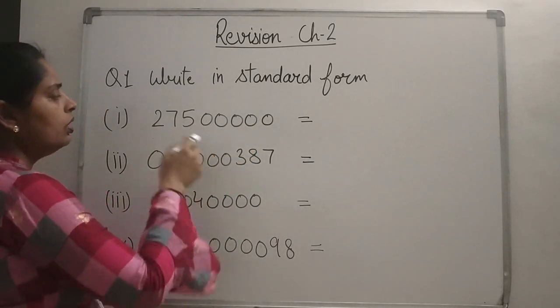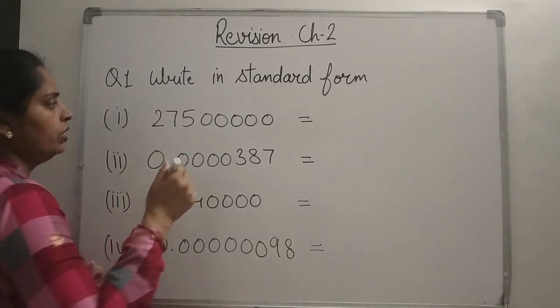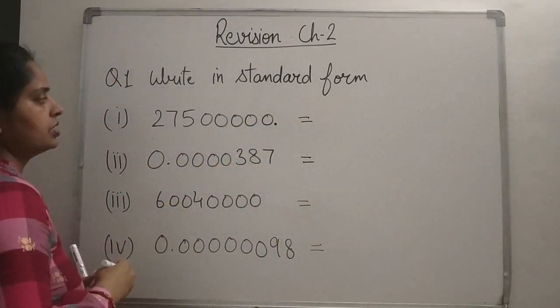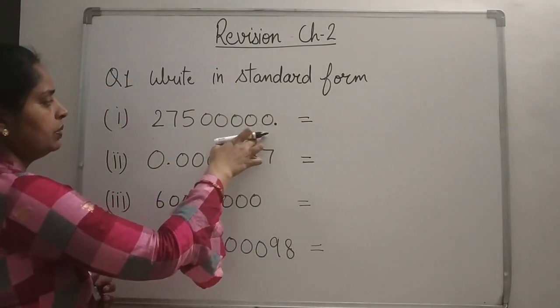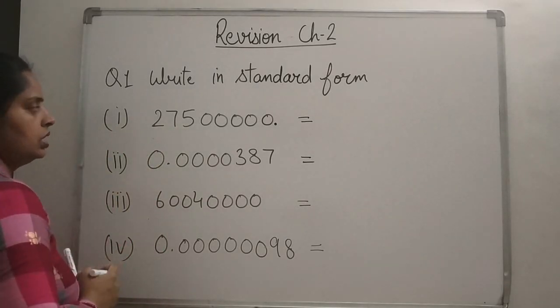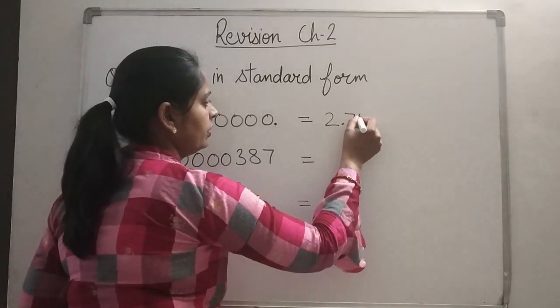275,000,000. So you can see that it's a very big number. There is no decimal place in between, so it will be in the last. The decimal place is in the last. Now we have to move that decimal place to just after the first digit. Only one non-zero digit should be there before the decimal. So the answer will be 2.75.